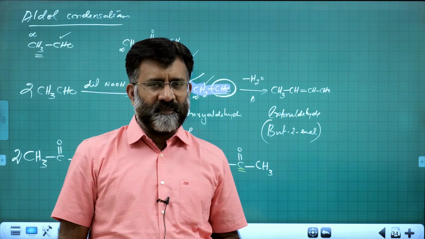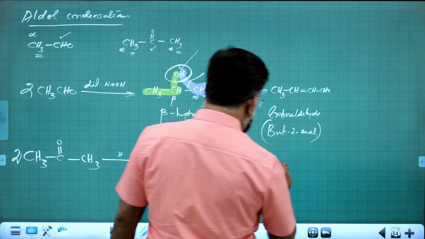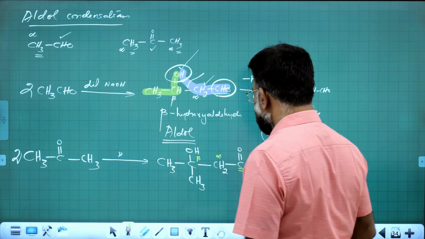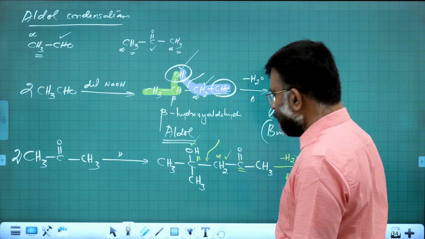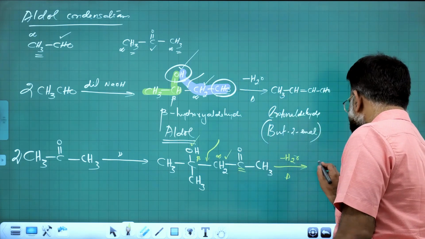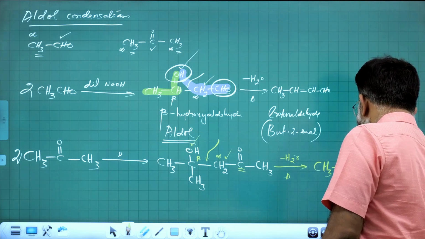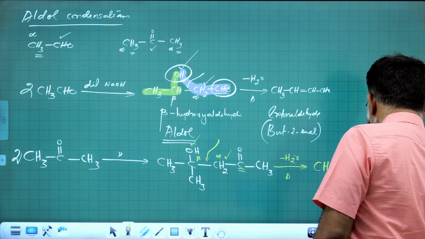The reaction is normally called aldol condensation, which upon heating will eliminate water very simply. This OH group along with this hydrogen leaves, and you get a double bond over there. You see, you get (CH3)2C=CH-CO-CH3.